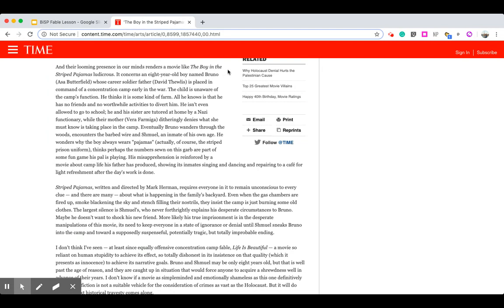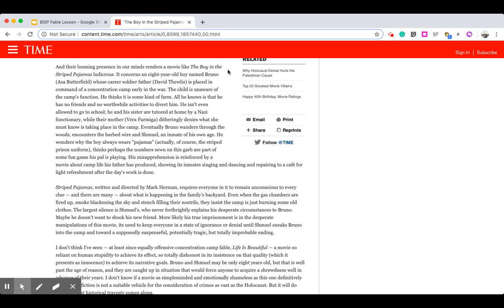It concerns an 8-year-old boy named Bruno, whose career soldier father is placed in command of a concentration camp early in the war. The child is unaware of the camp's function. He thinks it is some kind of farm. All he knows is that he has no friends and no worthwhile activities to divert him. He isn't even allowed to go to school. He and his sister are tutored at home by a Nazi functionary, while their mother ditheringly denies what she must know is taking place in the camp.